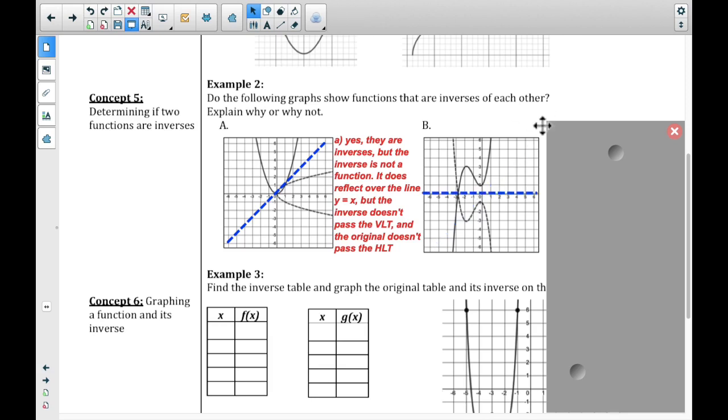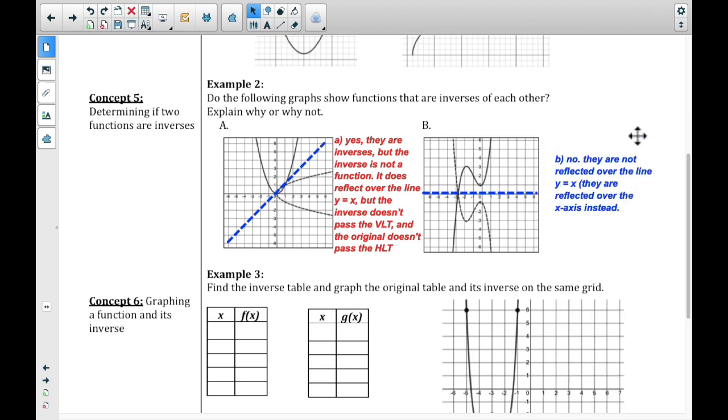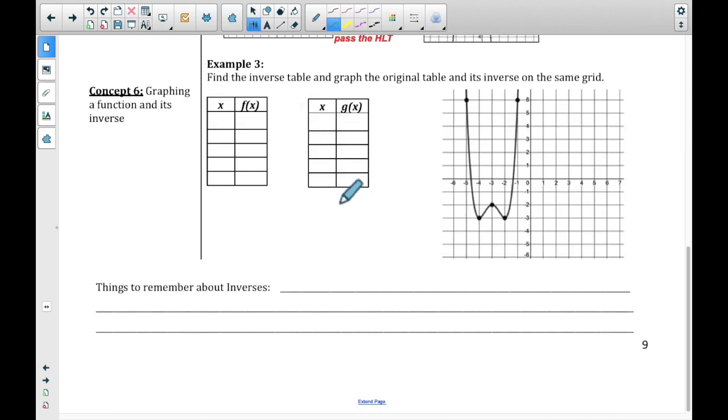So it's the wrong reflection. No, they are not reflected over the line y equals x. They're reflected over the x-axis instead. Therefore, they're not inverses. It's just a reflection, that's all it is. It's not an inverse.